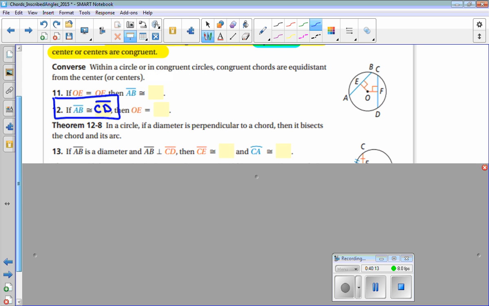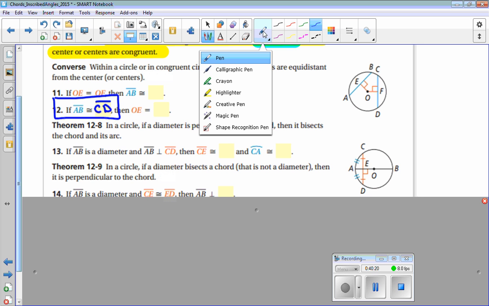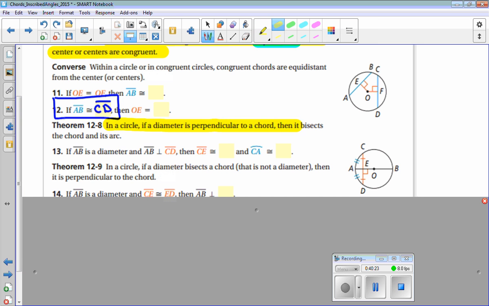All right, let's look at the next theorem. Let's see if we need to write it down. Yeah, probably need to write this one down too. So we're going to write two of these and look at its picture. So another case, in a circle, if a diameter is perpendicular to a chord, that could be a radius as well. It doesn't have to be a diameter, but it has to hit the center. Then it bisects the chord, and it bisects the arc too.